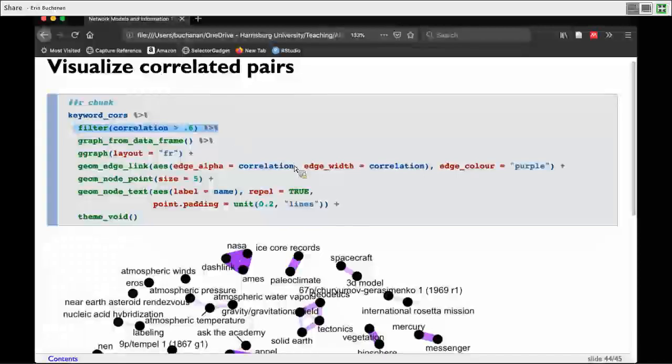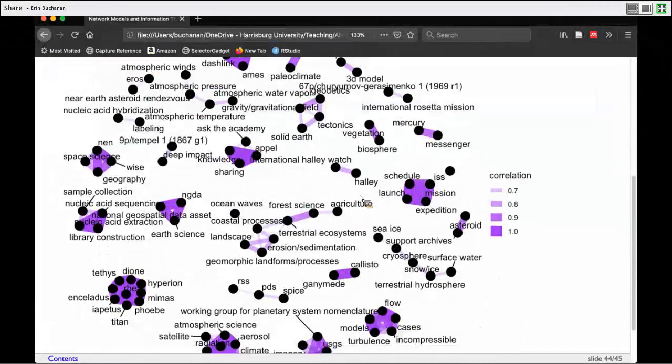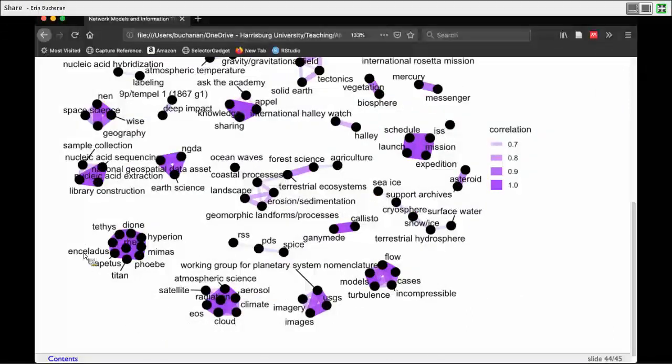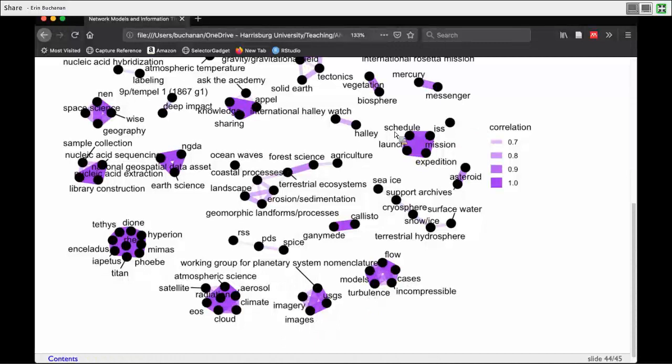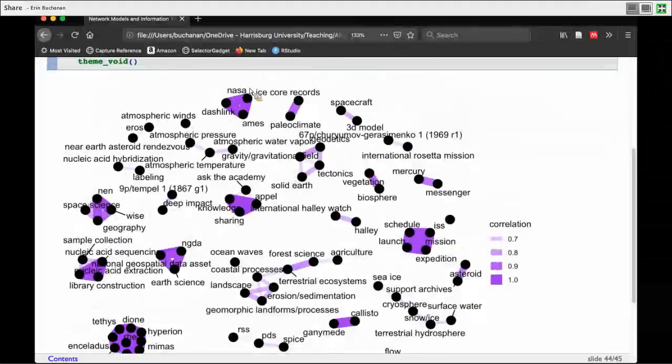And notice that just some of the words have changed, since instead of being based on co-occurrence, it's based on correlation. And so now I have an interesting network of some things I can understand: some moons, some atmosphere stuff, imagery stuff, turbulence flow models, scheduling missions. We've got more earth science stuff. Here's our NASA dash link aims thing that we didn't realize was super correlated. Here we've got some gravity.